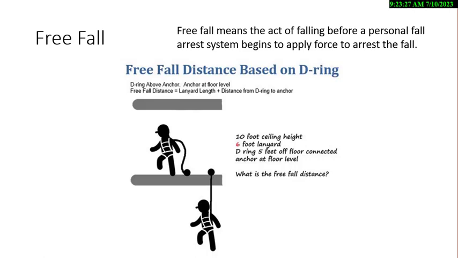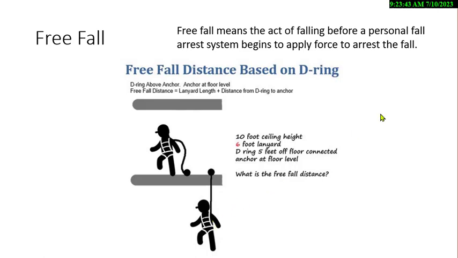So those are the 3 scenarios that you've got to know. It's at the same level, the anchorage is above the D-ring, or you're tied at the floor. You have to know how to do each one of them. They won't give you a math formula because it's just adding 5 plus the length of the lanyard, which is 6.